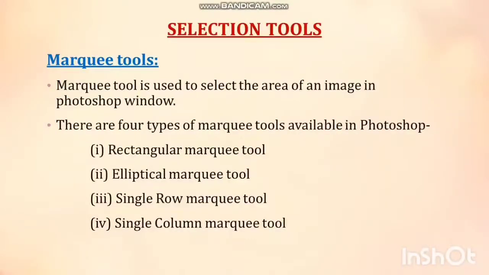Let us review the tools which come under selection tools. The first tool is the Marquee tool. The Marquee tool is used to select an area of an image in the Photoshop window. All the tools which come under selection tools are used only for selecting particular areas. The difference between these tools is the different methods with which they select. The four types of selection under the Marquee tool are the rectangular Marquee tool, the elliptical Marquee tool, and the single row and single column Marquee tools.